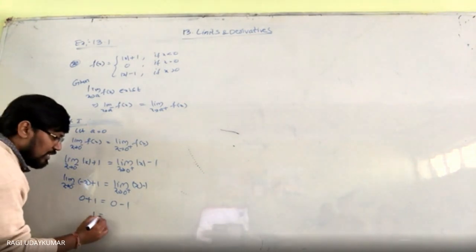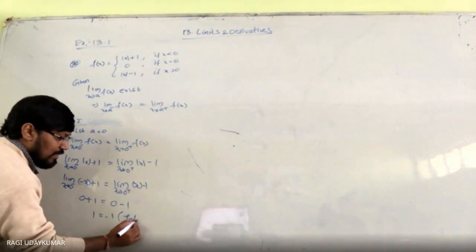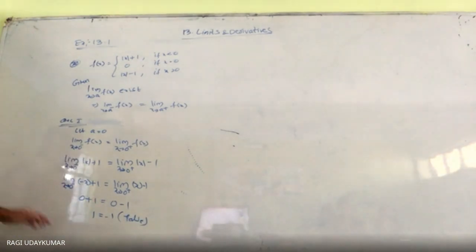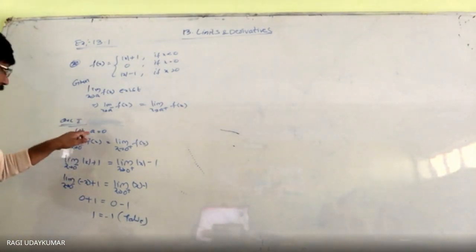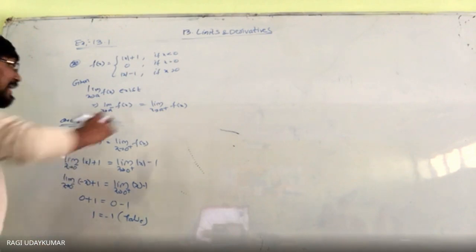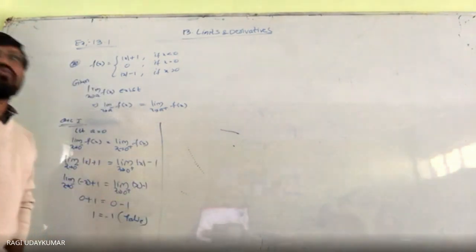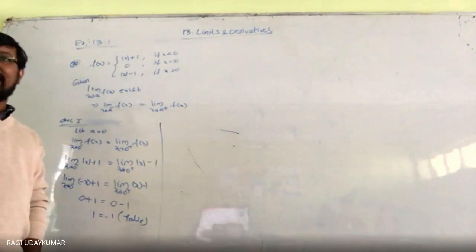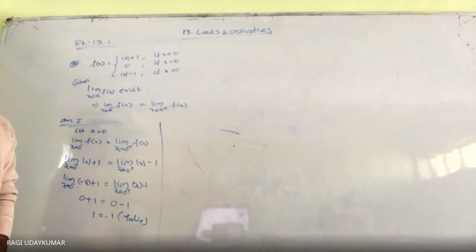So this is 1 equals minus 1. This is false. Therefore, at x equal to 0, at a equal to 0, the limit does not exist. Okay? Second case: a is positive. Sorry, you cannot directly take non-zero. Non-zero means either negative or positive.